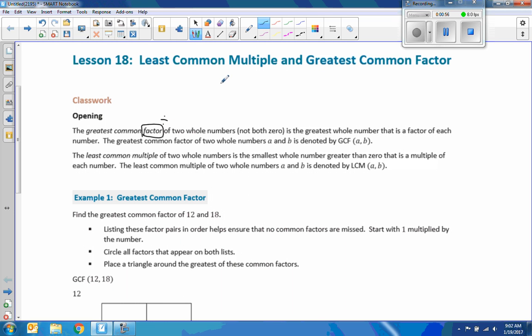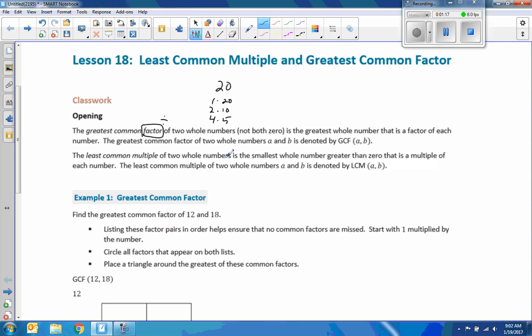means to divide. So if I want factors of 20, I am not going to get numbers bigger. I'm going to get numbers smaller. 1 times 20, 2 times 10, 4 times 5. 1, 2, 4, 5, 10, and 20 are factors of 20 because we're dividing.